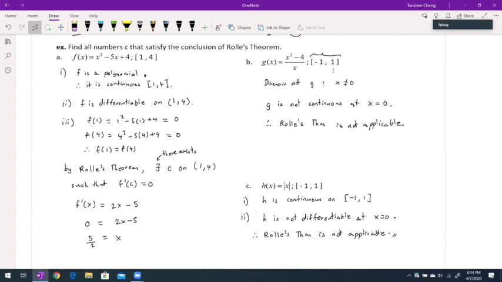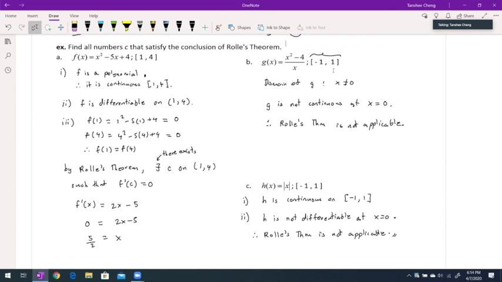So for part A, I know that the function is continuous on that interval because it is a polynomial function, right, by theorems that we learned before. And f is differentiable everywhere, since polynomial functions are, on the open interval 1 and 4. So the last thing that I need to check is the endpoint function values: are they the same or not? I plug in 1 into the function and that gives me 0, and I plug in 4 into the function and that also gives me 0.